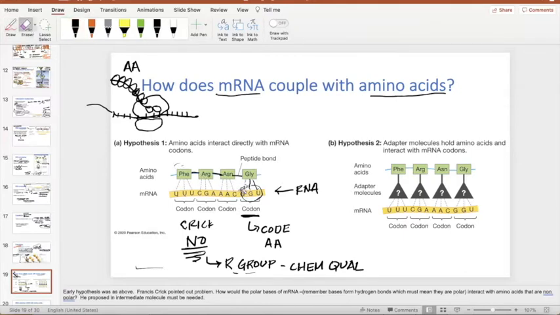Here's the problem with this hypothesis. It turns out that these nucleotides on the mRNA, those guys are polar, all of them. That's how they form hydrogen bonds between each other, okay? So in both DNA and RNA, nucleotides are always polar. What that means is if you had a non-polar amino acid, there's no chemical way that a non-polar amino acid could interact with this polar codon. So in other words, there was no way for this to happen chemically. So this hypothesis was wrong.